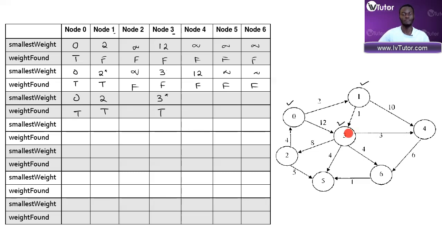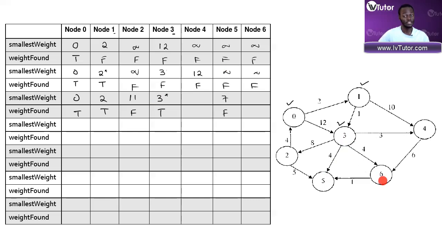Repeat. Where can I go from 3? Ooh, I can go to 2 with a weight of 8. So the weight of 2 is going to be 8 plus the current weight of 3, which is 3. And I get 11. So for 2, I want to put 11. Can I? Yes, it's less. So I put here 11, false. Where else can I go from 3? I can go to 5, which is 4 plus the current weight of 3, which is 3. So it's 4 plus 3, I get 7. So 5 should become 7. Is it less than the previous one? Yes, it is. So this becomes 7, false.